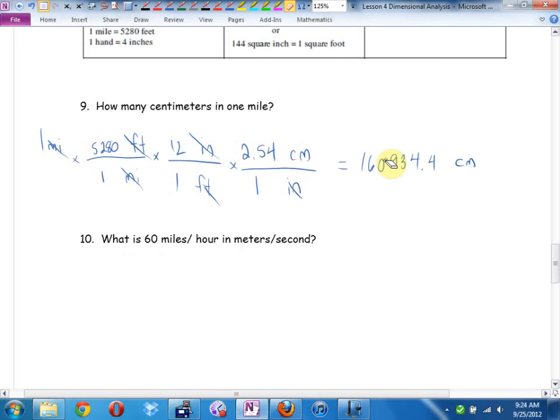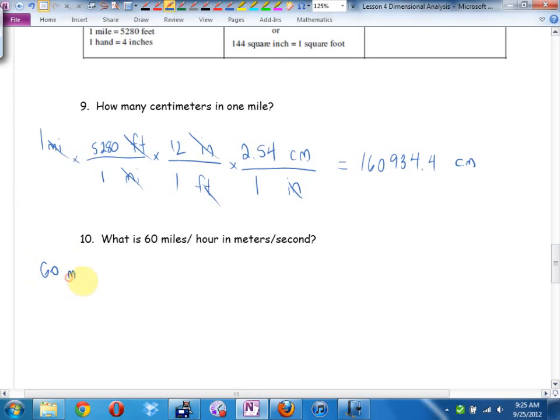Number 10. 60 miles per hour in meters per second. You know what? Here we have to change two things: miles to meters and hours to seconds. And can you see how I figured out what went with what? I said length goes with length, time goes with time. Jordan, can you tell me how I'm going to start this question out? Hey, that sounds like a great idea.